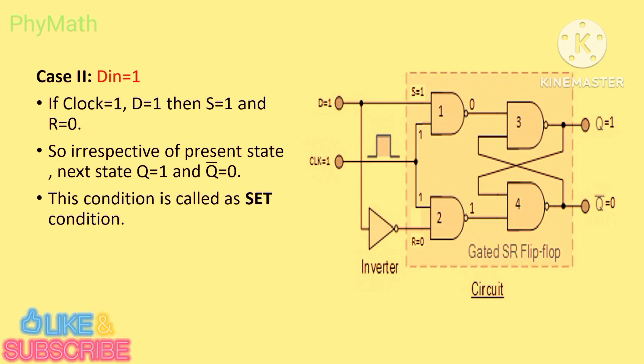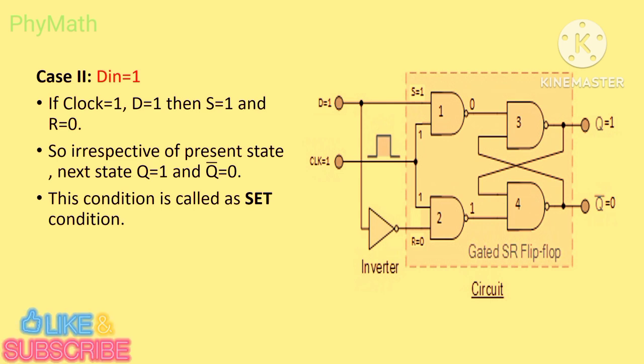Now let's check the output condition of the third NAND gate and fourth NAND gate. As one input to our third NAND gate is 0, the output of the third NAND gate will compulsorily be 1, that is Q equals 1. As Q equals 1 and it is cross coupled, both inputs to the fourth NAND gate will be 1, so Q bar equals 0.